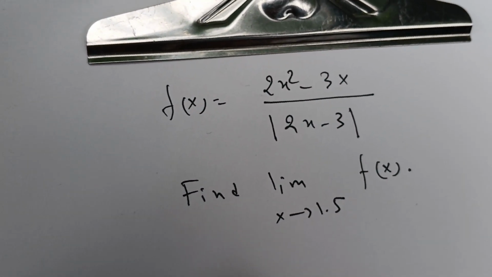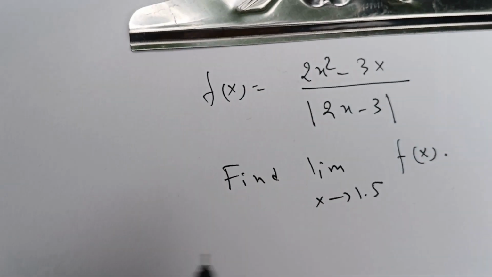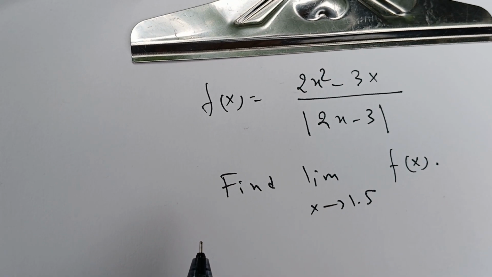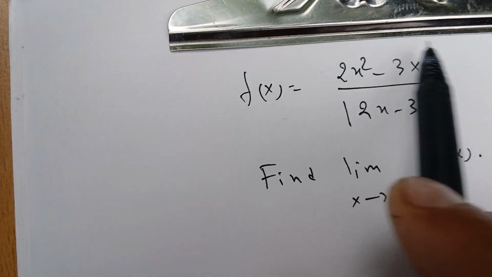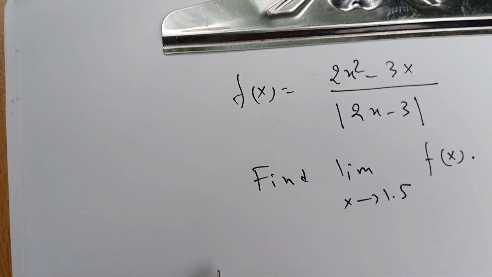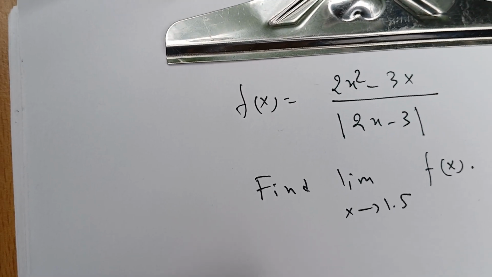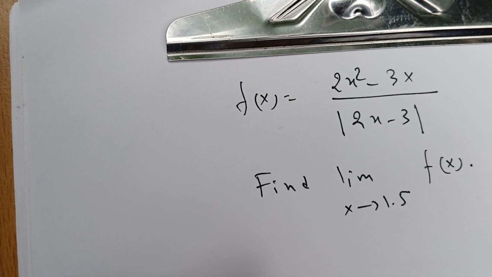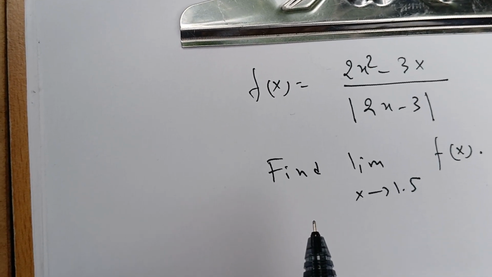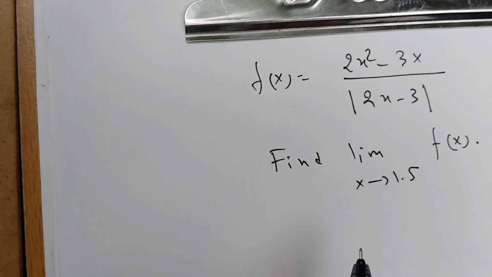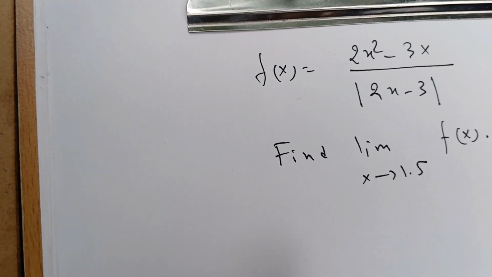Given the following example, we want to find the limit as x goes to 1.5. So in this case, we have a function that's defined by some condition. Okay, so we need to get rid of the absolute value. The first thing that we need to do is make sure we don't divide by 0.